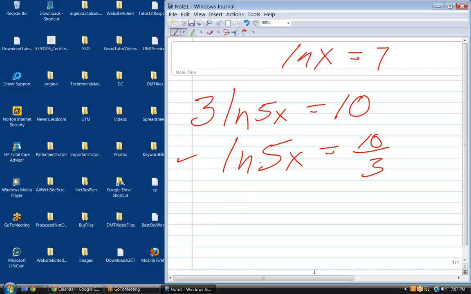10/3. Hold on. There's an E. That's where we want to start. E to the 10/3 equals 5x. Okay. So x is equal to e to the 10/3 divided by 5. That's just a number. Remember, e is just a number like pi. So you can always get this number. Okay, what else?